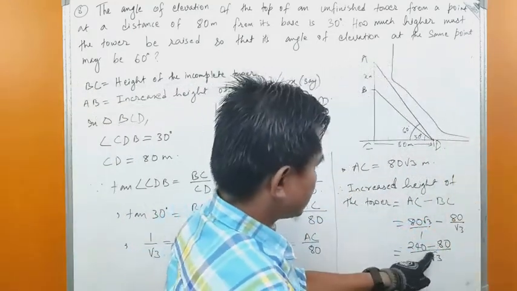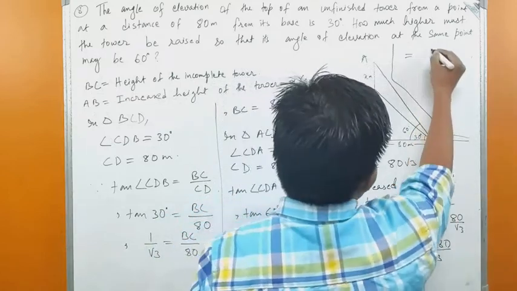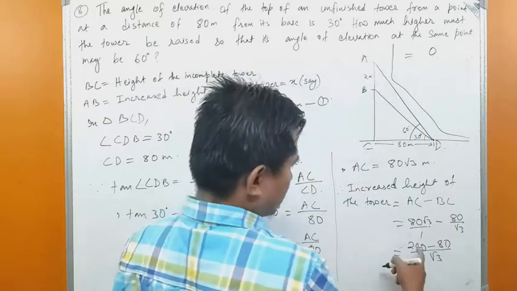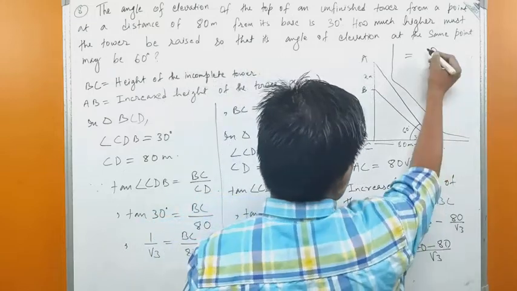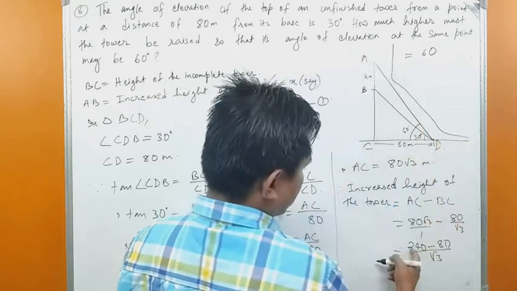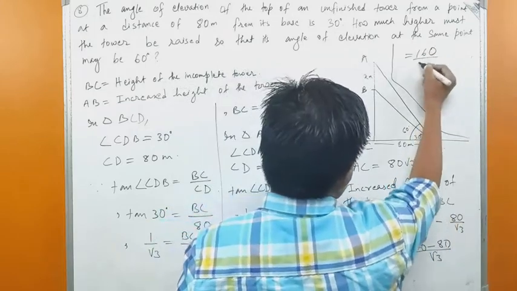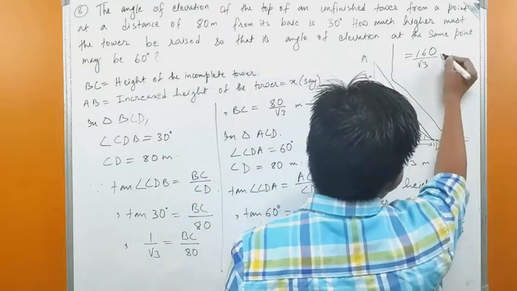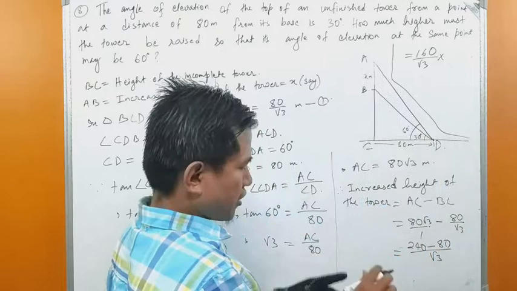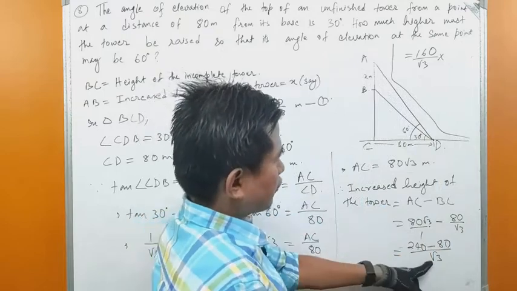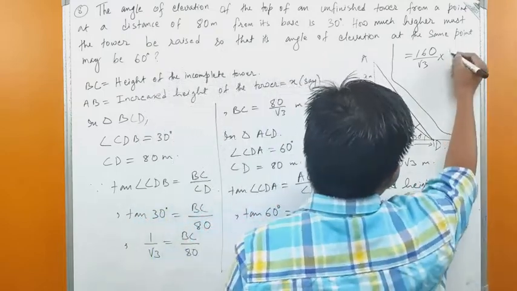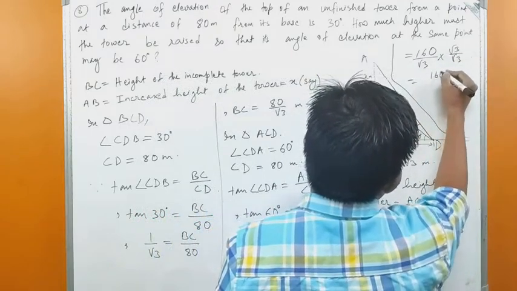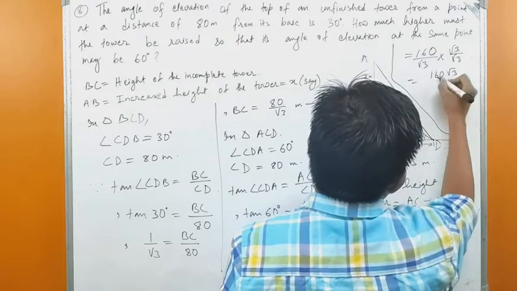So 240 minus 80, 0 minus 0 is 0. 24 minus 8, 16, isn't it? 14 minus 8 is 6. This becomes 160 by root 3. Now let us rationalize this. Rationalize means we eliminate the root from the denominator. Root 3 is in the denominator, so multiplying and dividing by root 3, we get 160 root 3 upon root 3 into root 3.